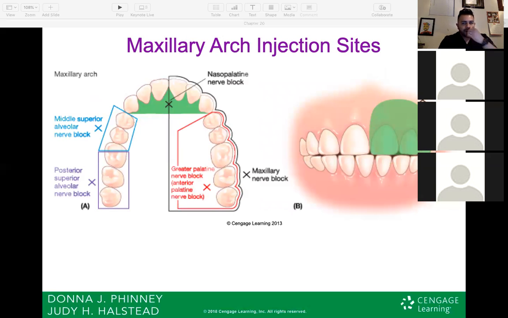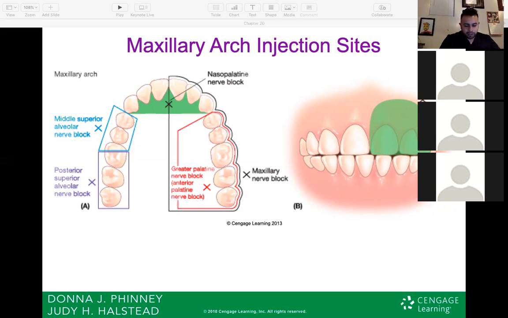All right. So just looking over some of these injection sites. This is the maxillary arch. Here we have, I can't really use my mouse here. You can't see my mouse. In that blue section there in the upper left, we have the middle superior alveolar nerve block. This injection is pretty much right where we see that X. It's right in the buccal fold, right in between the lip and the teeth. That is where that is at.